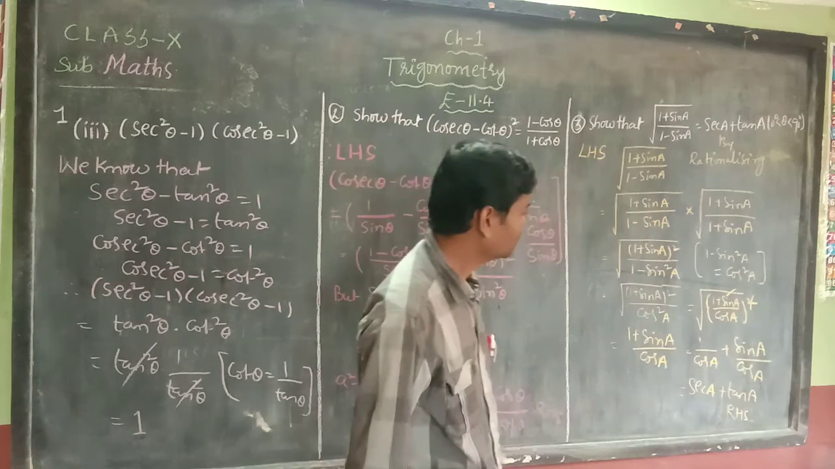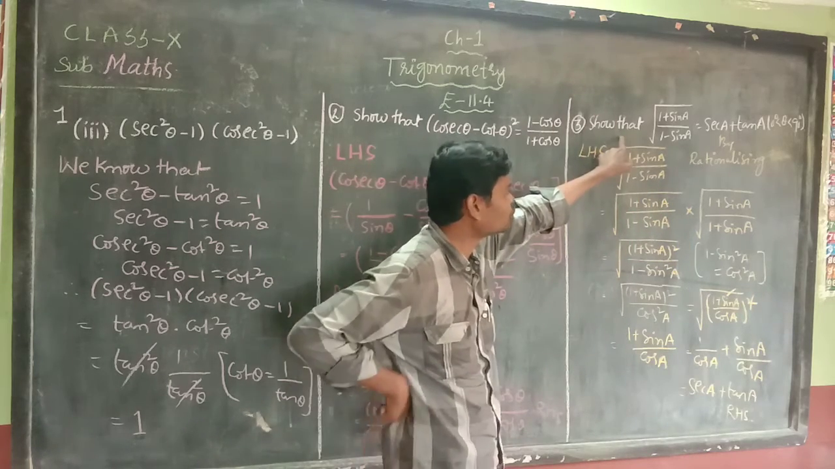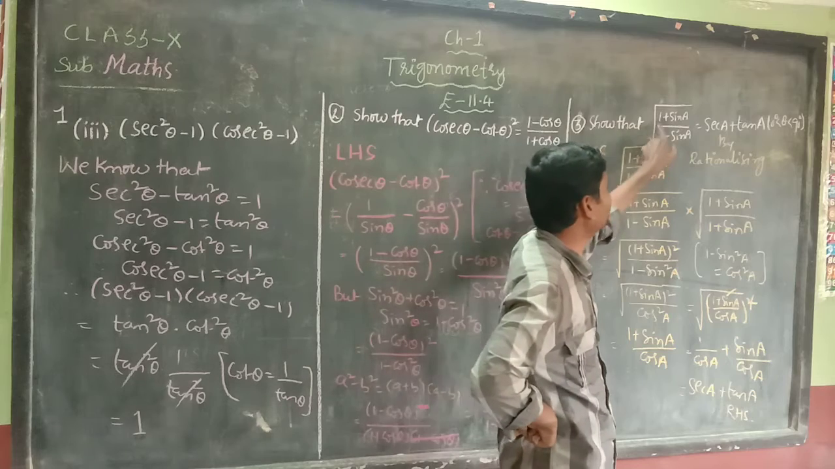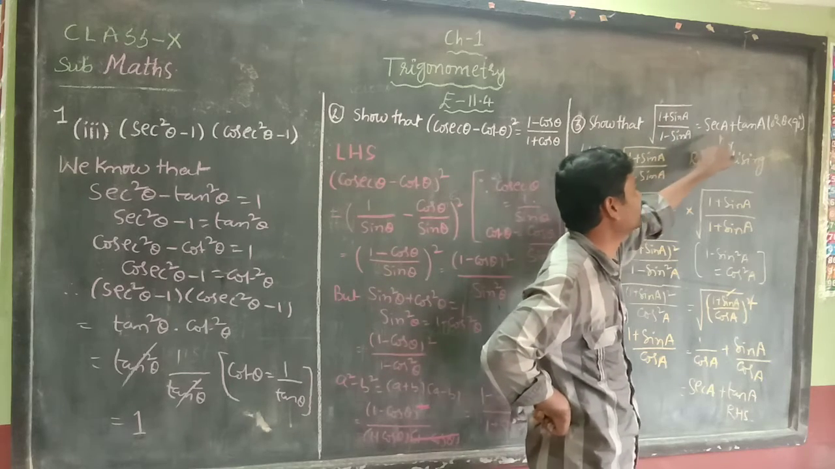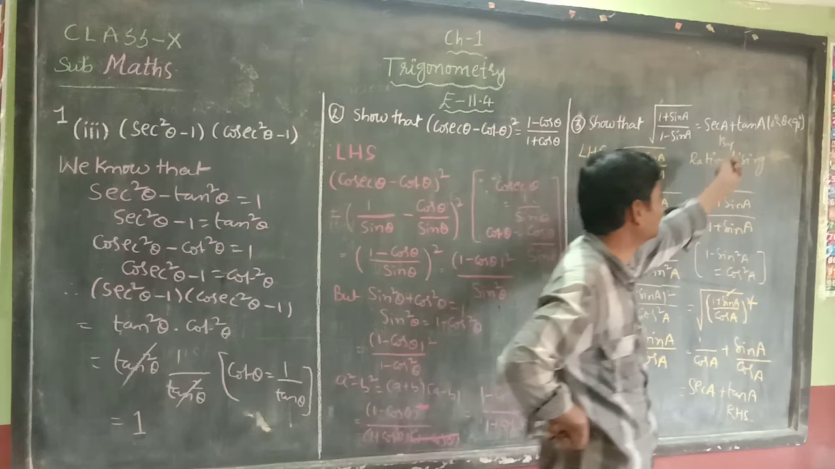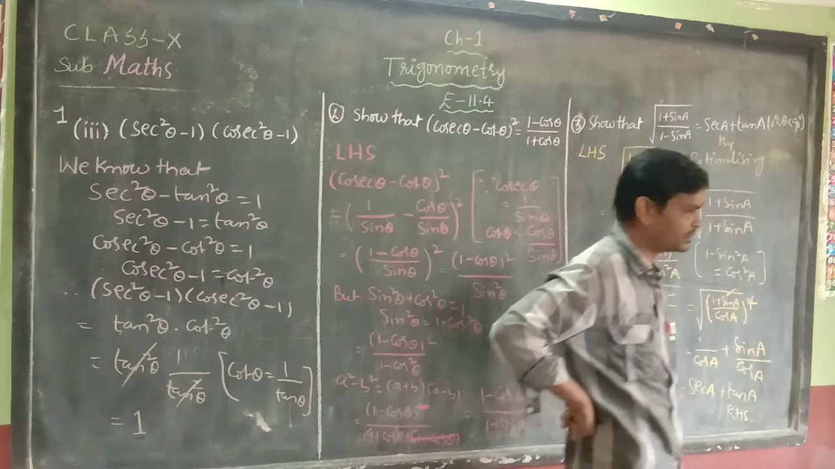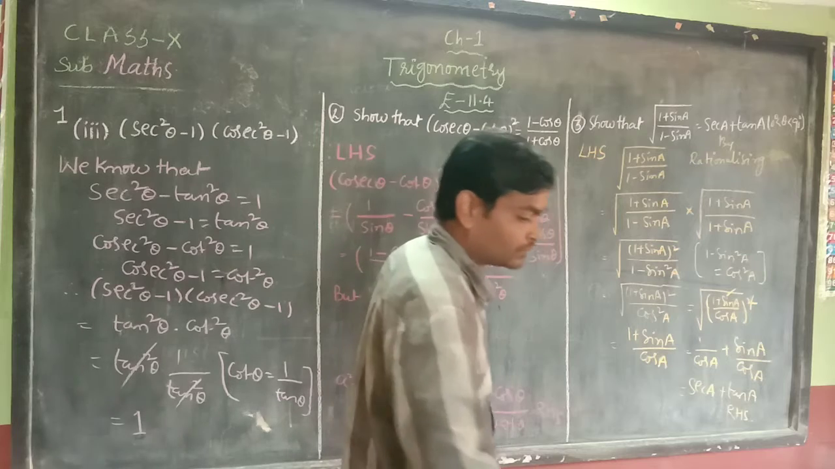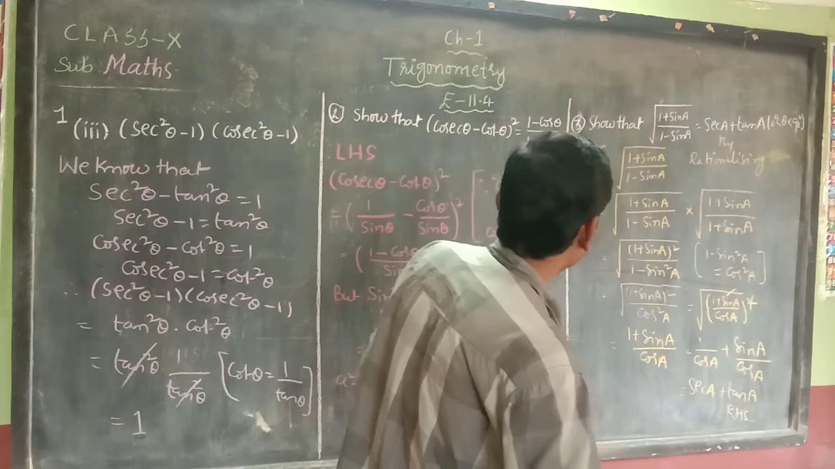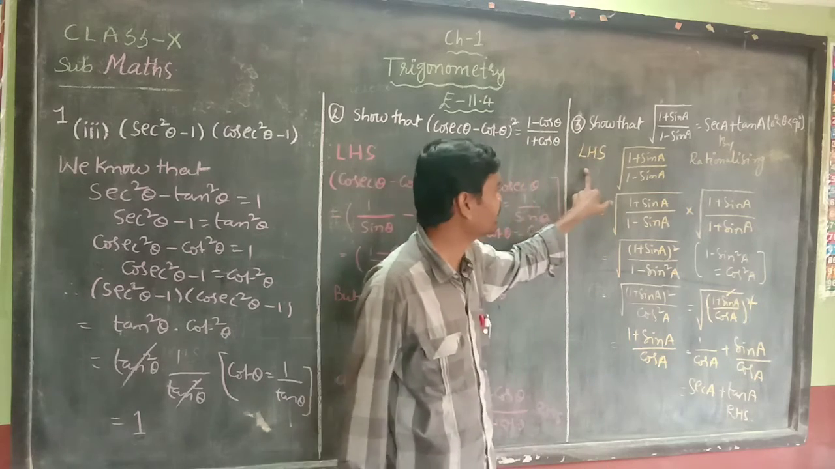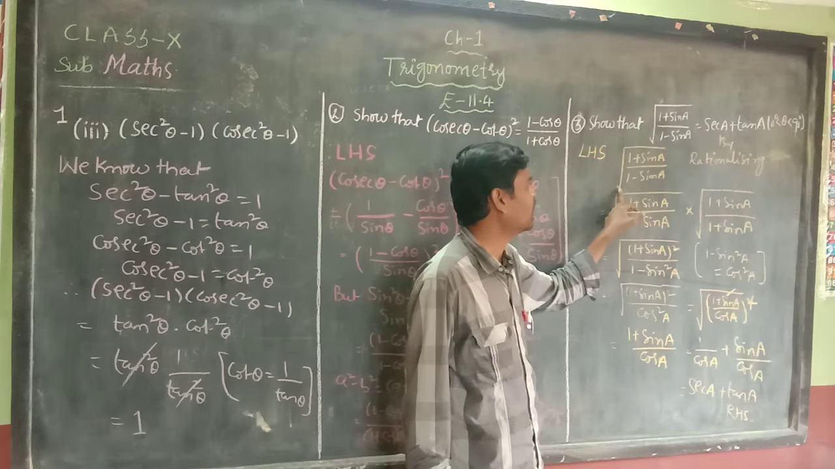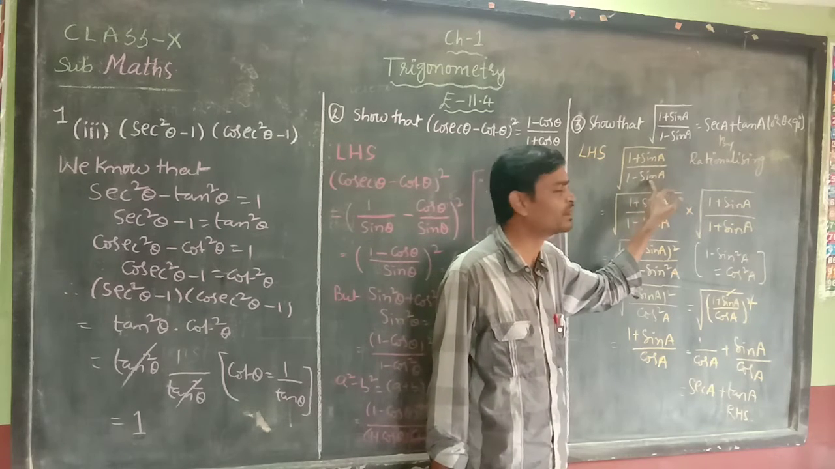Have we got the RHS? Have we got it or not? Let us see once again. Show that square root of (1 plus sin A) by (1 minus sin A) is equal to sec A plus tan A. Here it is given that theta is greater than 0 degrees and less than 90 degrees. Now we are taking the LHS. What is the LHS here? Under root of (1 plus sin A) by (1 minus sin A).